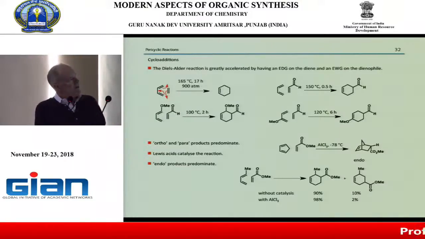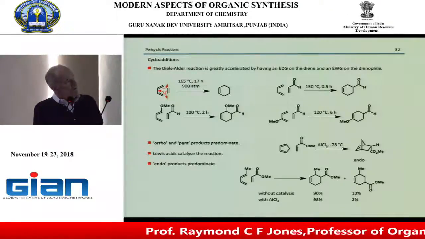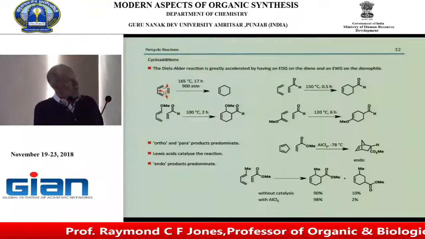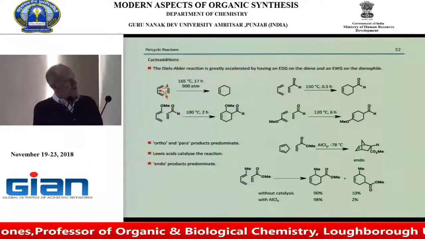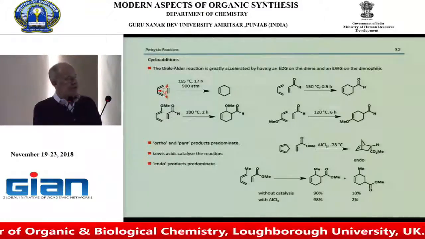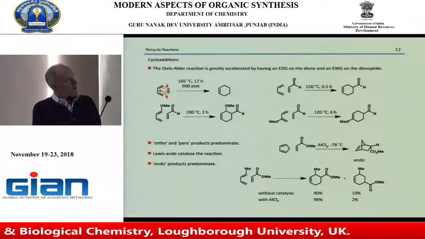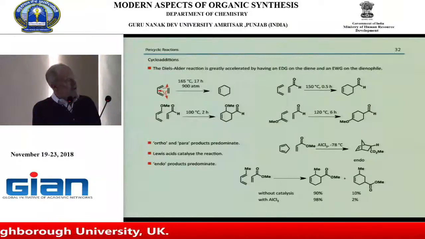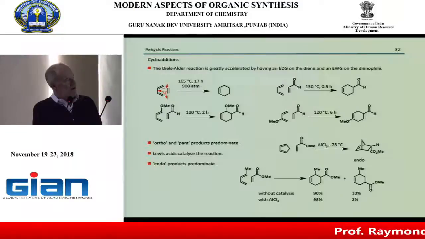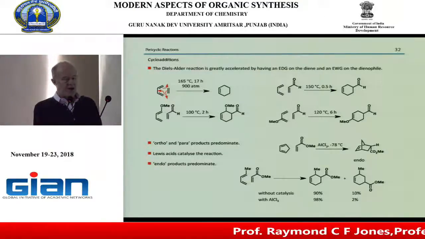So clearly this statement is true, greatly accelerated by a donor group on the diene and a withdrawing group on the dienophile. So here's simple butadiene, no substituent, and a withdrawing group on the dienophile, 150 degrees for half an hour. So that's pretty effective. Here's a version of the diene with a donor group on, but not at the terminus, at an internal position. Again, 120 degrees, 6 hours, a little bit slower than this one, but which is isomeric with it, but still a feasible reaction.